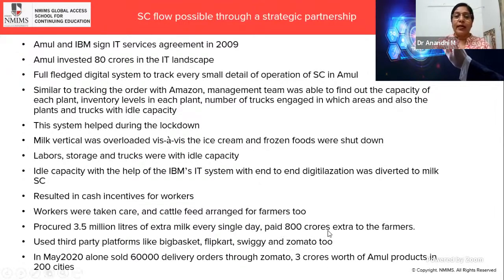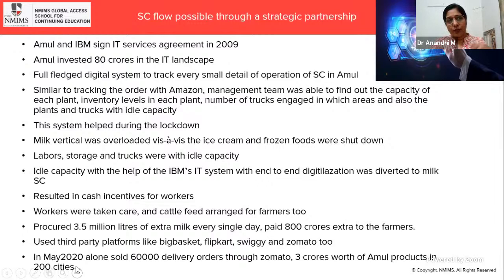So they paid 800 crores extra to all the farmers, and they use third-party platforms to sell their products also. So obviously they do now also. And in May 2020 alone, they sold 60,000 delivery orders through Zomato, 3 crores worth of Amul products in 200 cities. So that is a beautiful strategy by Amul.